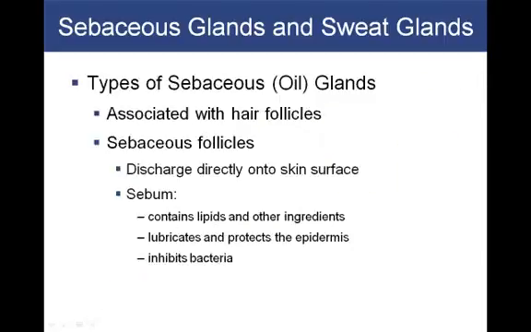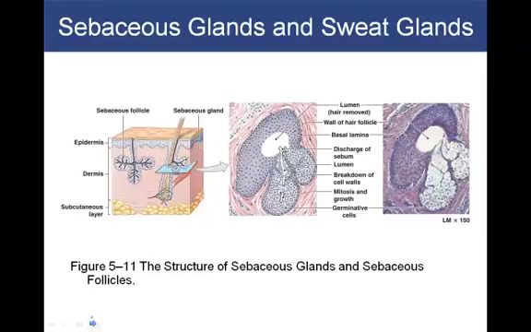Types of sebaceous glands, we have two major groupings. We have those associated with hair follicles, and we have those which discharge directly onto the surface of the skin. Let me jump forward one slide. Here we have the two types of sebaceous glands. This is the sebaceous gland associated with the hair follicle. You see that the gland actually opens up into the follicle as it exits the epidermis. And over here we have just a sebaceous follicle that simply releases its products onto the surface of the skin.